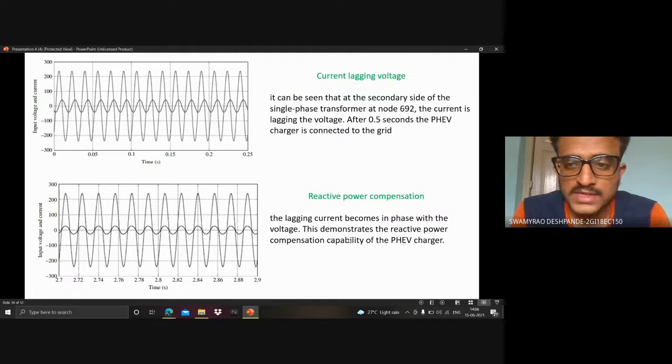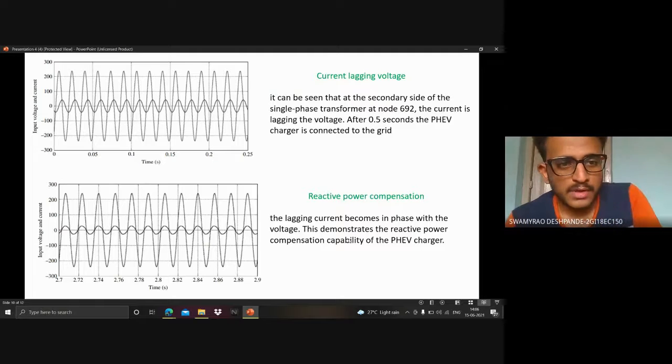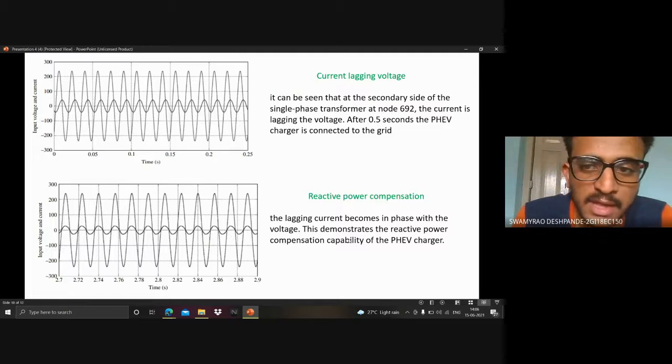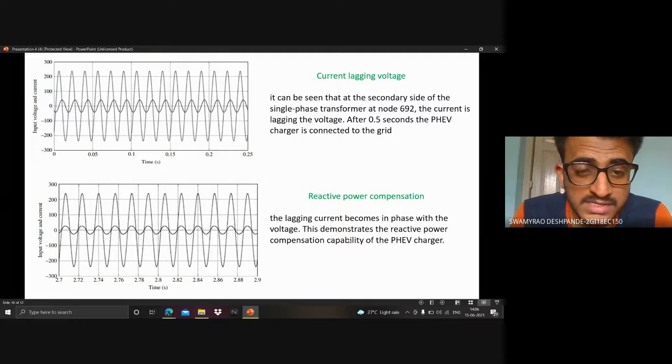Yes, sir. This is the second case study. This is V2G for reactive power compensation. Here, the PHEV battery acts as a reactive power compensator. Generally, capacitors are used in distribution networks for reactive power compensation. In this diagram, initially the PHEV battery is disconnected in the first diagram, and an inductive load is added. As the load is added, current is lagging the voltage.